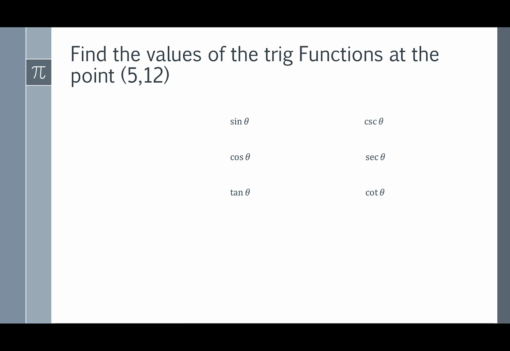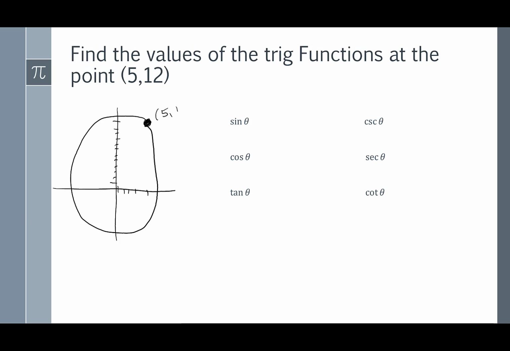So I said, let's find the values of the trig functions at the point 5, 12. So what I'm picturing here is 1, 2, 3, 4, 5, 6, 7, 8, 9, 10, 11, 12. Okay, I have a point up here. You all know how I draw, not that well. There's some kind of circle around it, but what's important is I have this point 5, 12. What I don't know is this radius. So this terrible circle that I drew has a radius, and that radius is not equal to 1.